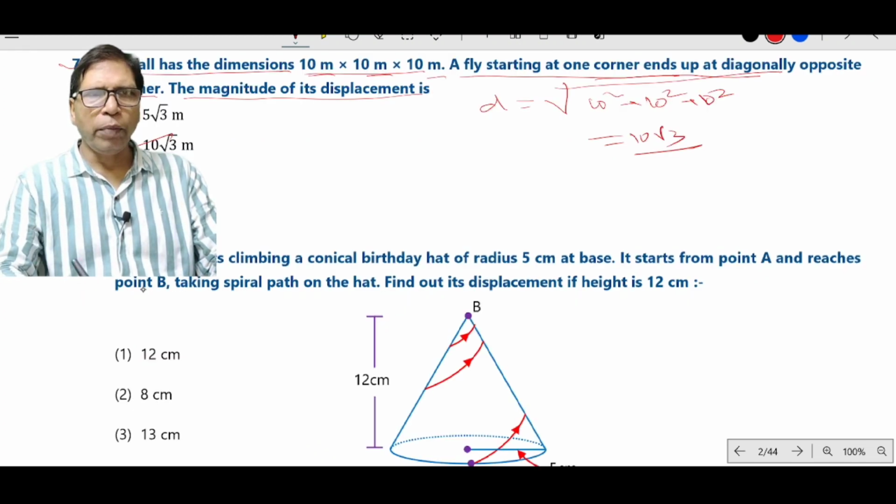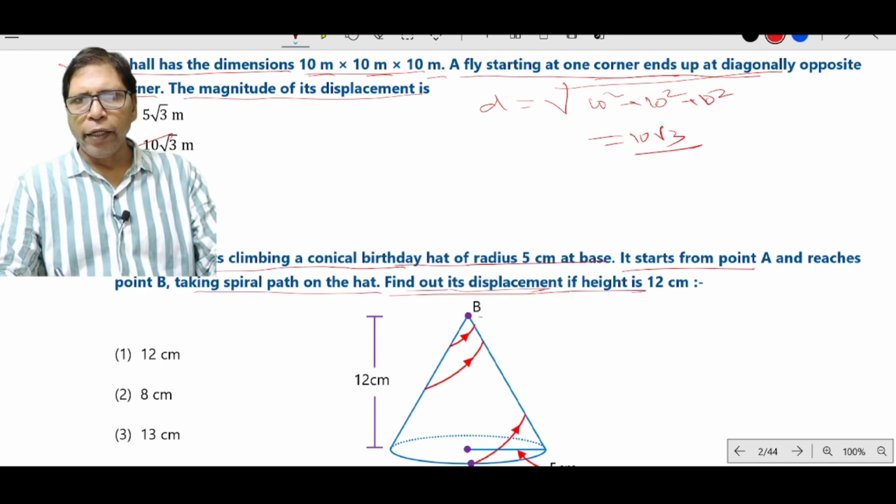Look at this. Question number 8. An insect starts climbing a conical birthday hat of radius 5 centimeter at base. It starts from a point A on the circumference and reaches the point B, that is the top, taking a spiral path of the hat. Find out its displacement if height is 12.